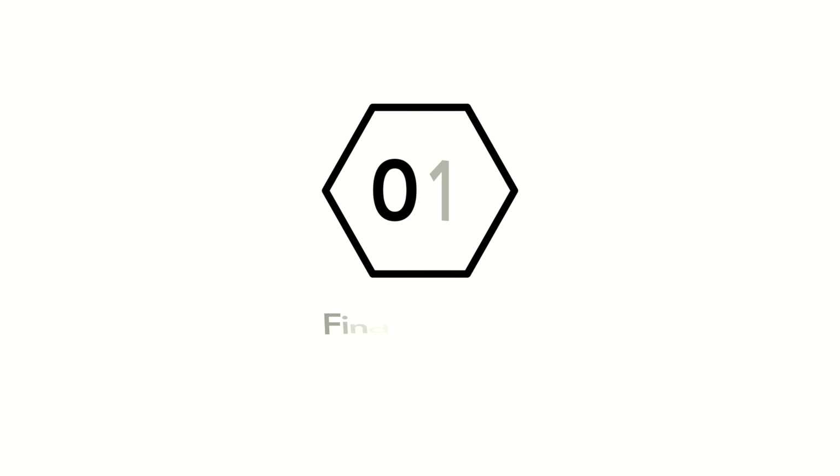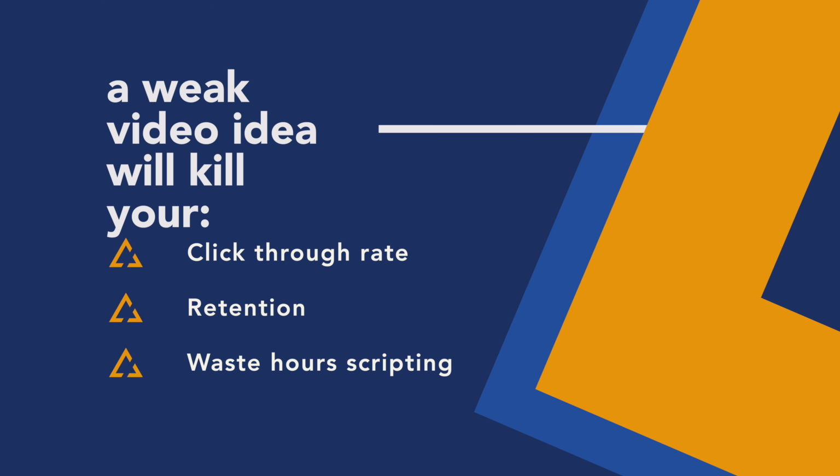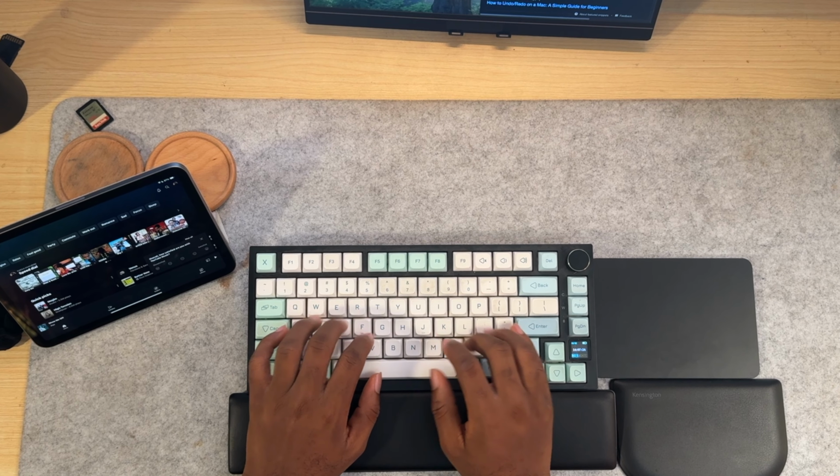Step 1. Find winning content ideas. The first step in writing a great script is coming up with a great topic. A weak video idea will kill your click-through rate, retention, and waste hours scripting and editing a video no one even cares about. That's why before you even start scripting, you need to first come up with a proven concept. That way, when you start scripting, you're shaping something you already know people want to see.